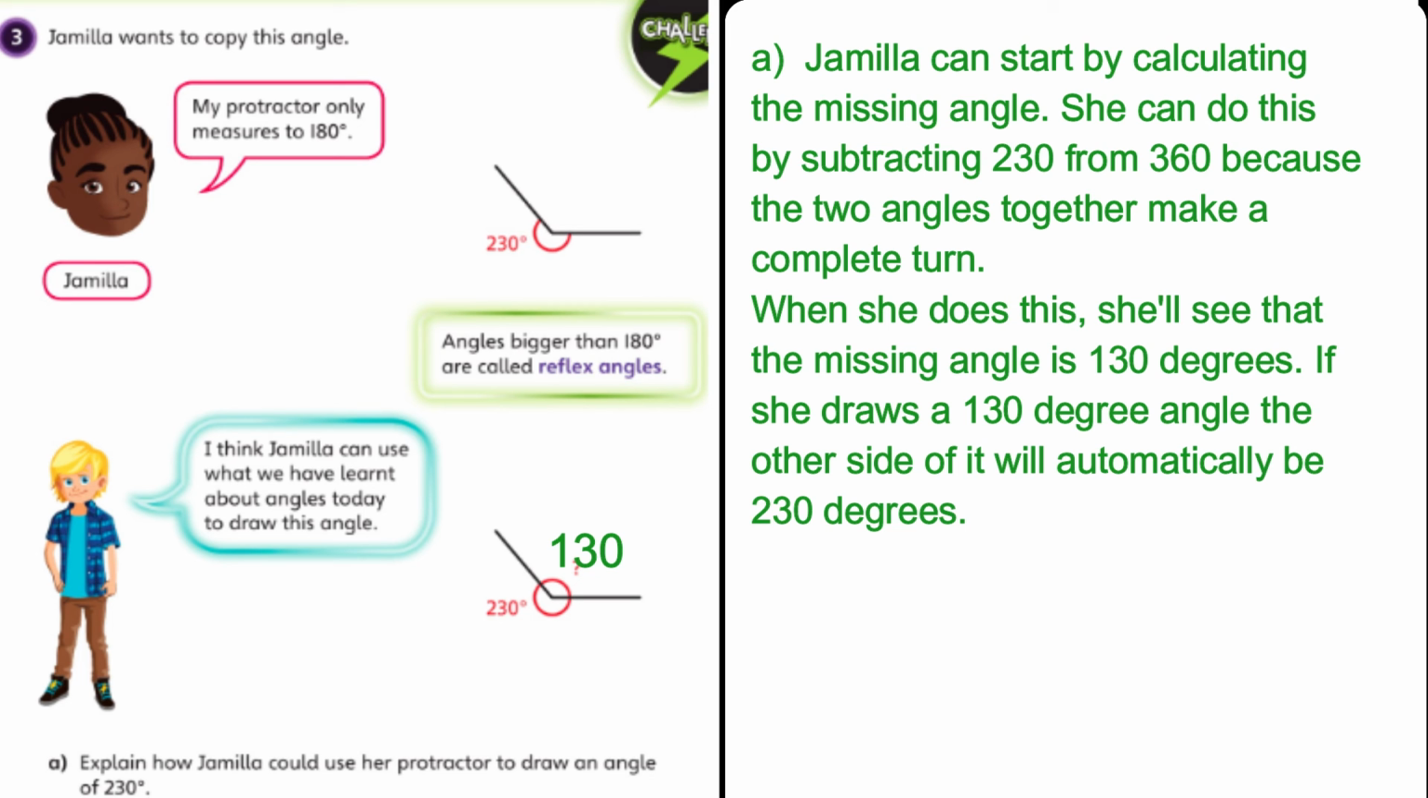So in my explanation, I've shown that I understand that the angles around a point always add up to 360 degrees. And I can use that knowledge to draw a reflex angle, even though my protractor wouldn't really let me.